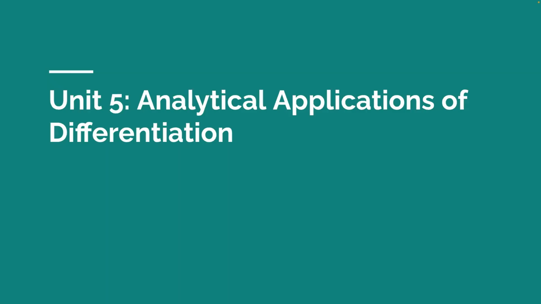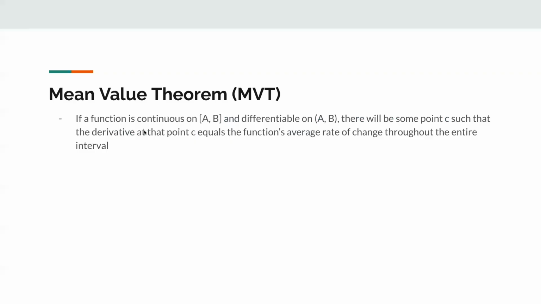Unit 5, Analytical Applications of Differentiation. So first we're going to go over the mean value theorem, MVT in short. All it says is that if a function is continuous on the closed interval [a, b], so a and b are included, and differentiable on the open interval (a, b), so a and b are not included, there has to be some point c such that the derivative at that point c equals the function's average rate of change throughout the entire interval.